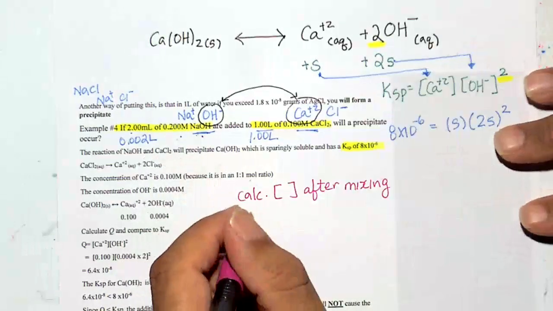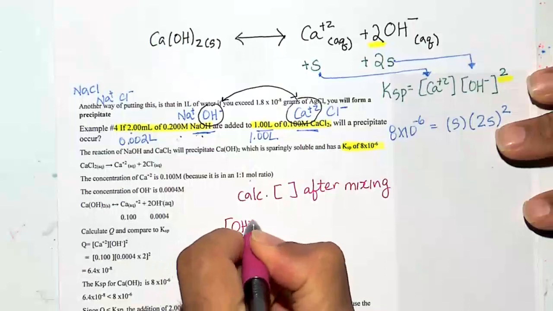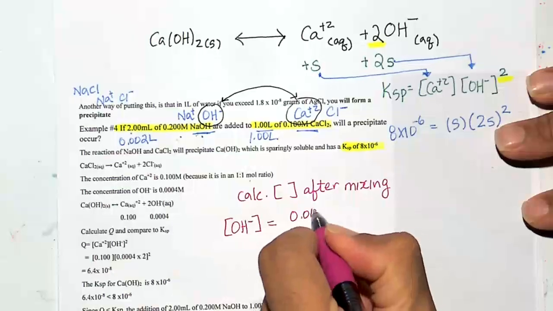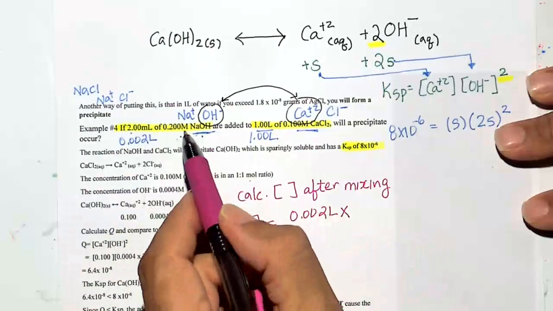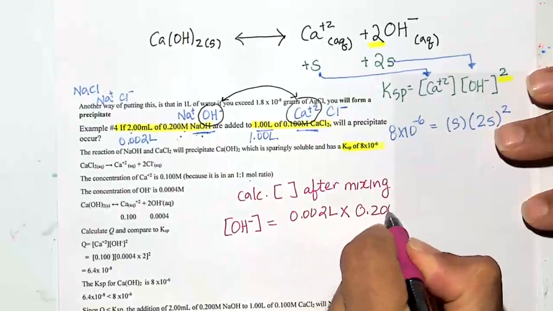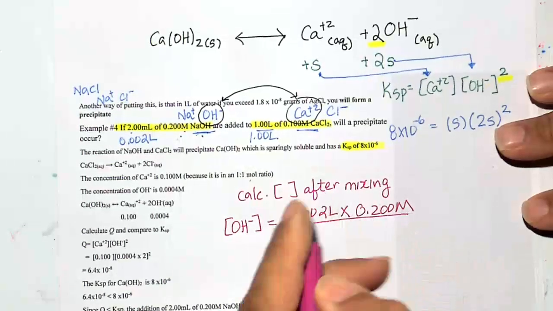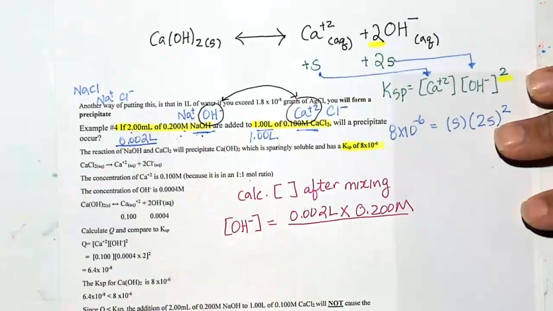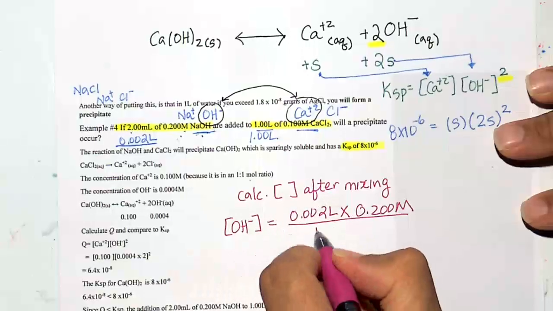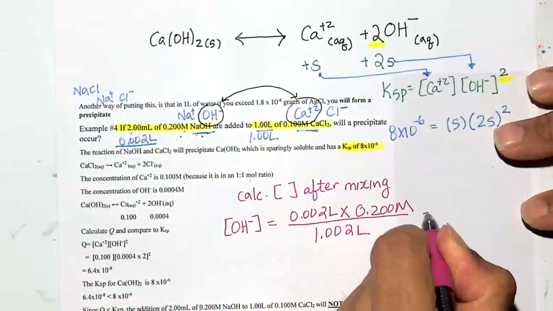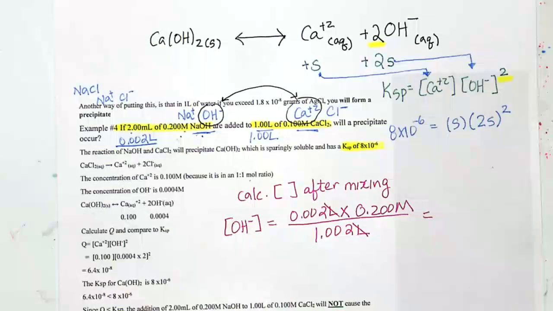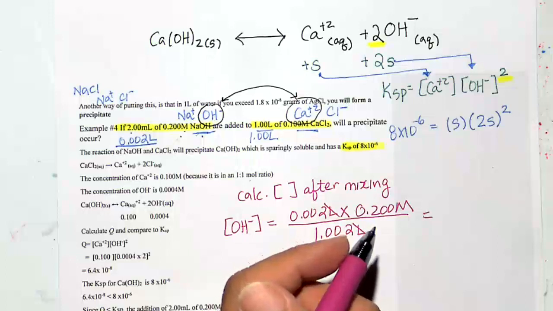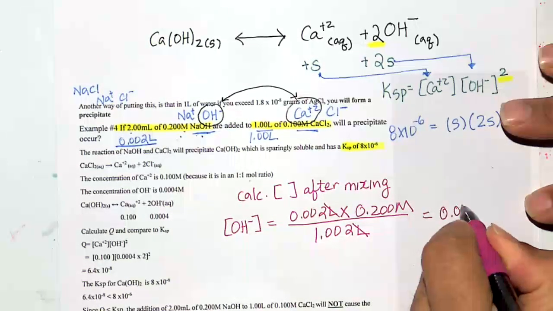Right, first we will do the OH minus. Okay, we have 0.002 liters times 0.2 molar, divided by what's our total volume? 1.002. Okay, the liters cancel. So I'm just going to go ahead and write down that number for you guys. It's 0.0004, 3 zeros.